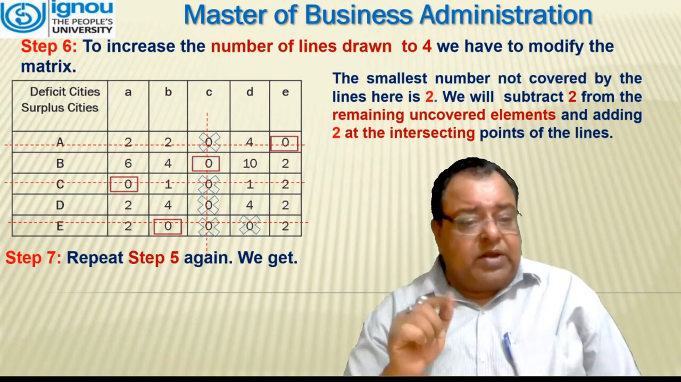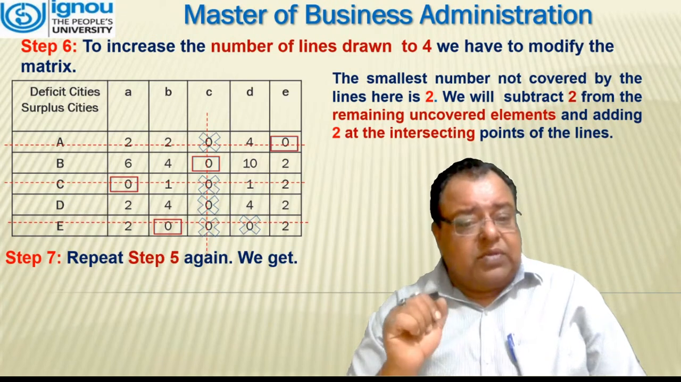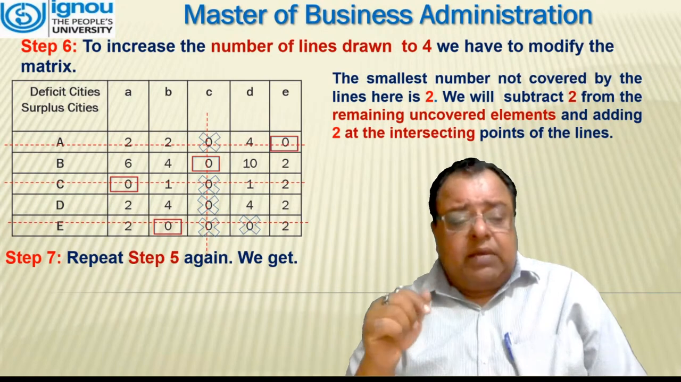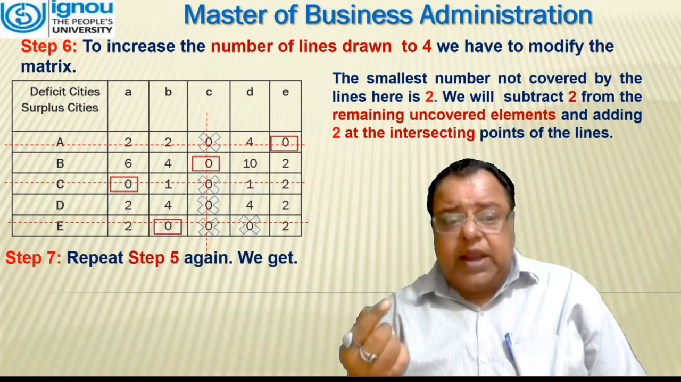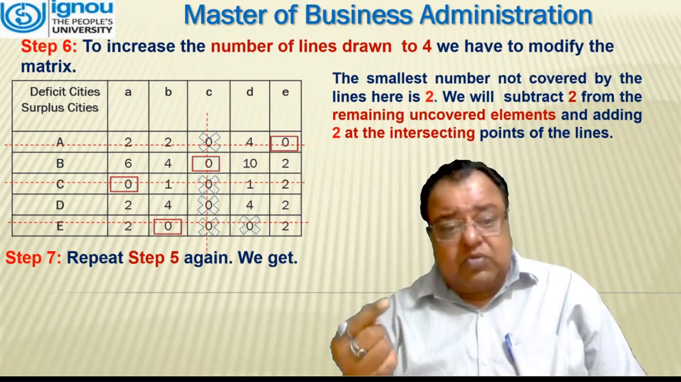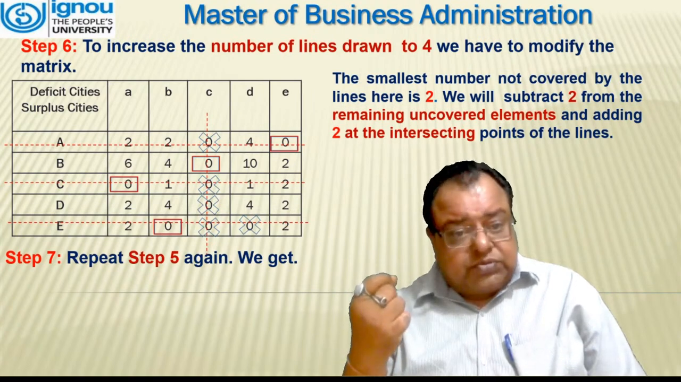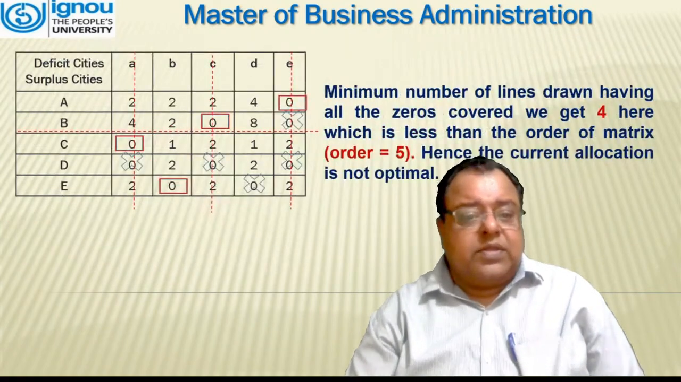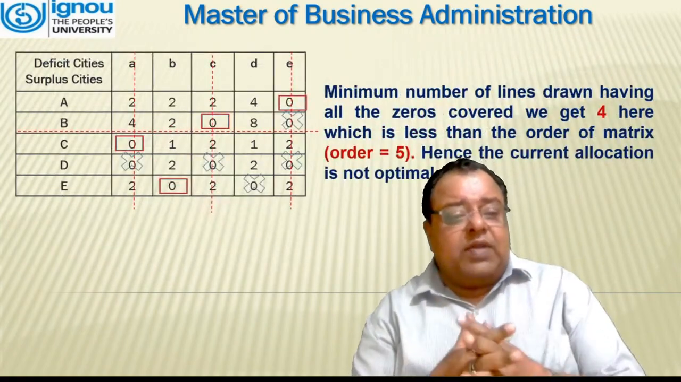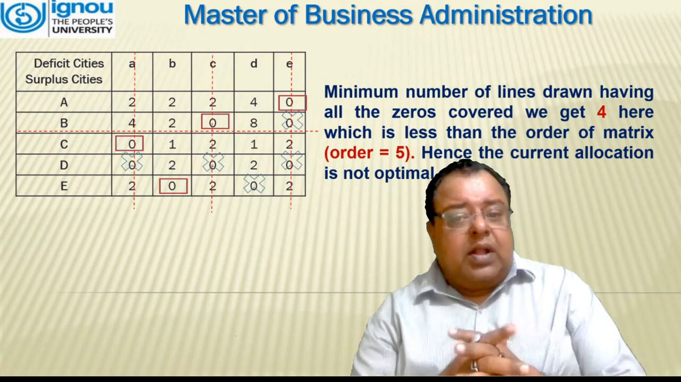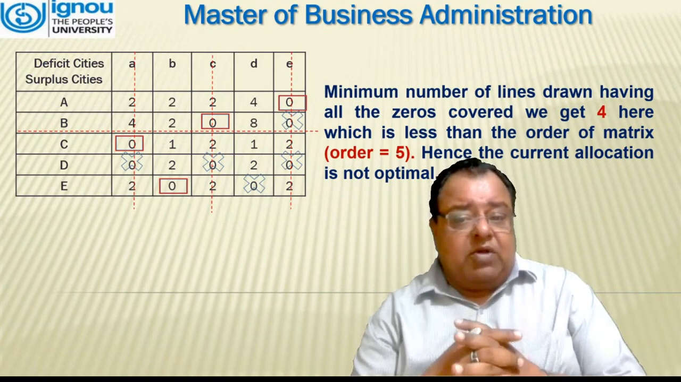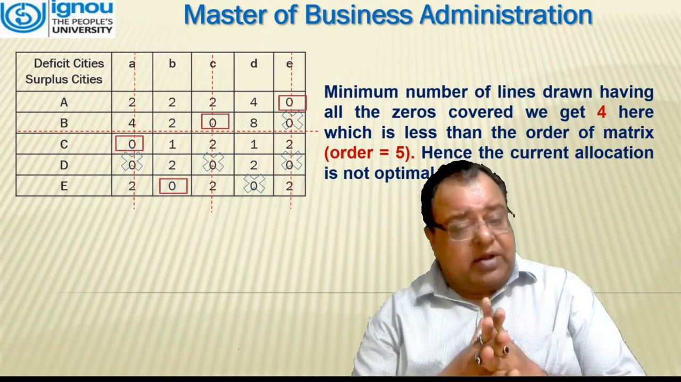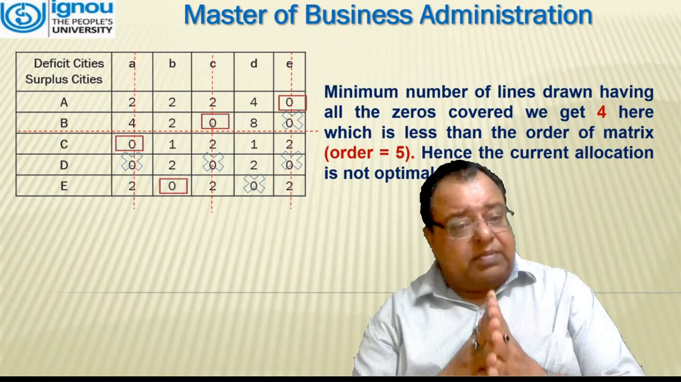So when we subtract 2 from the row, it will be 0, 0, 0, 2, 4. And for row A, it will be 2, 0, 0, 2, 2, 0. The matrix has now been transformed. The minimum number of lines having all the zeros covered, we get 4 here, which is again less than the order of 5. This is not the optimum solution.